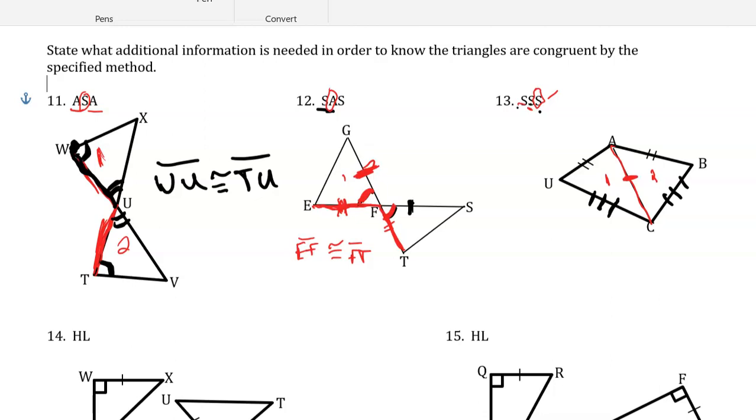So we would write that as UC would be congruent to BC. If we knew that, then we would know those triangles are congruent through side, side, side. Okay?